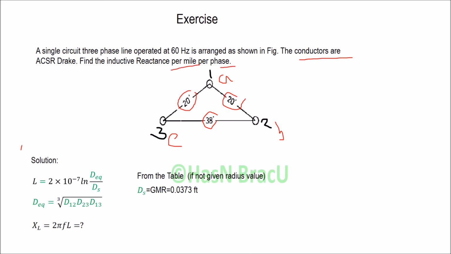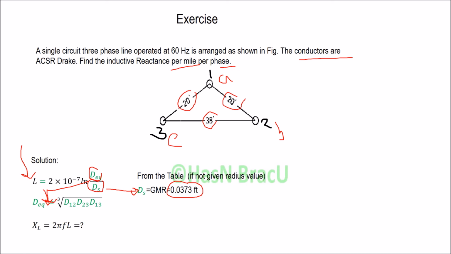So the equation to find the inductance is L equal to 2 into 10 to the power minus 7 ln of D equivalent divided by ds. So we know the value of D equivalent. D equivalent is nothing but the cube root of D12, D23, D13, right? And ds is equal to GMR, geometric mean radius. So here the radius is not given, but this value for ACSR Drake we can find from the data sheet for transmission line. So the data sheet is given at the end of this presentation.